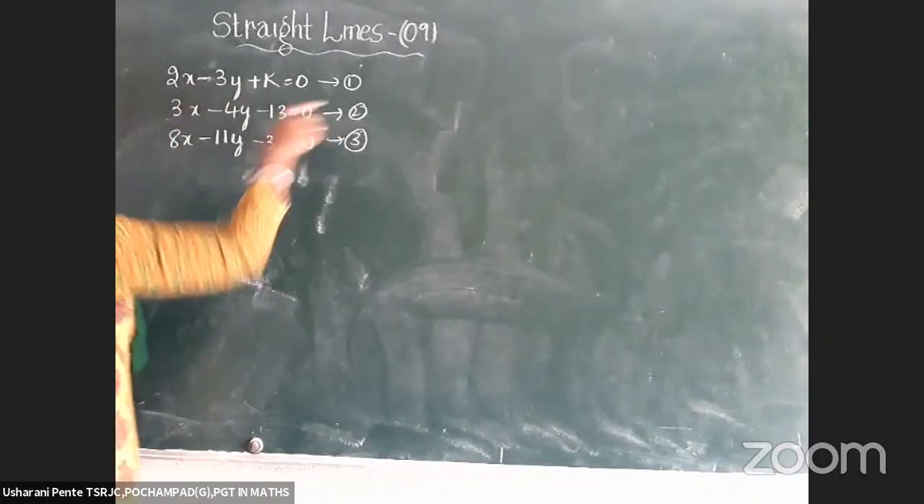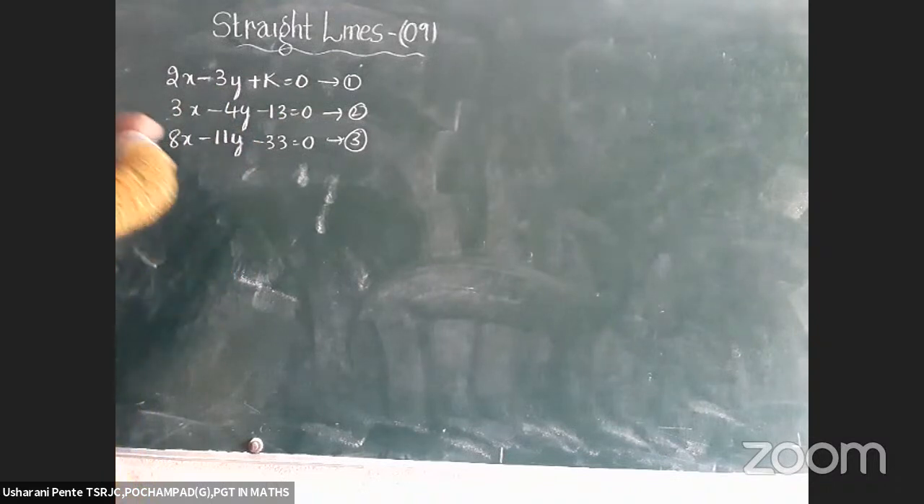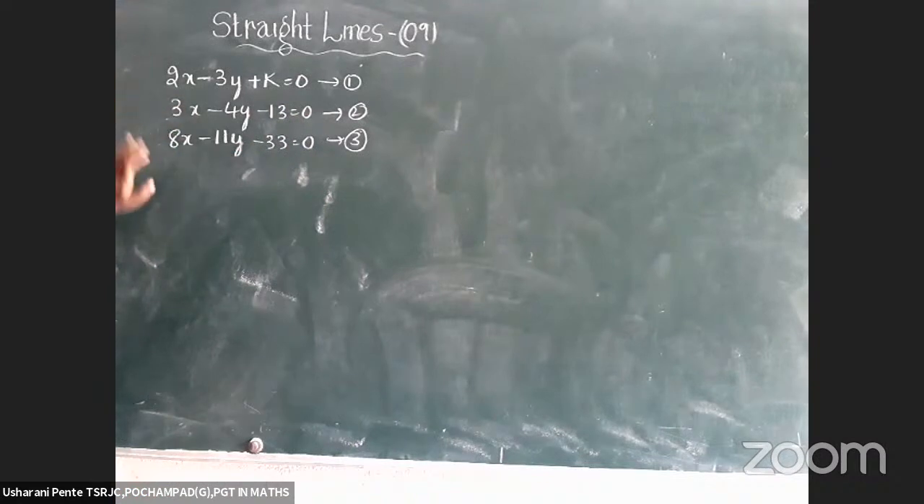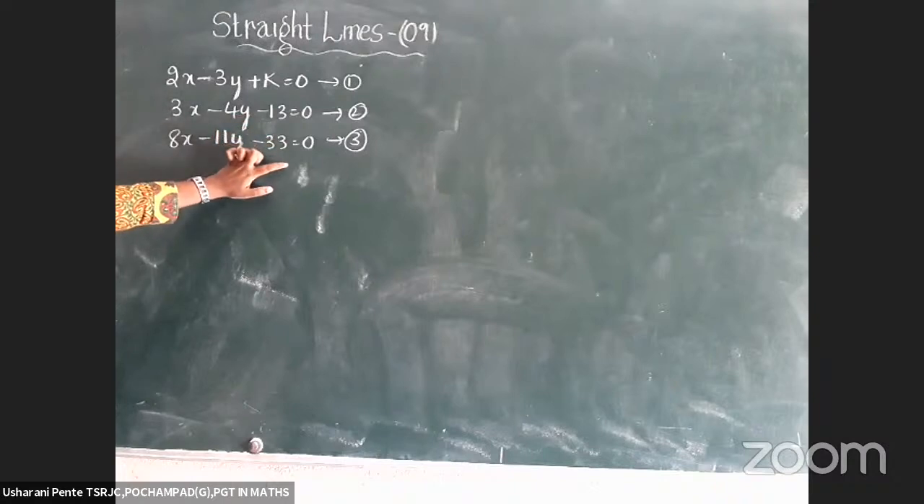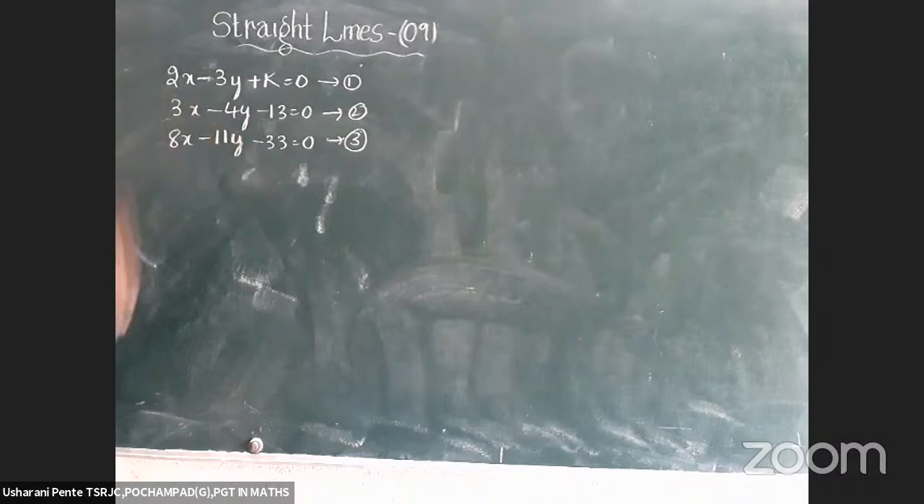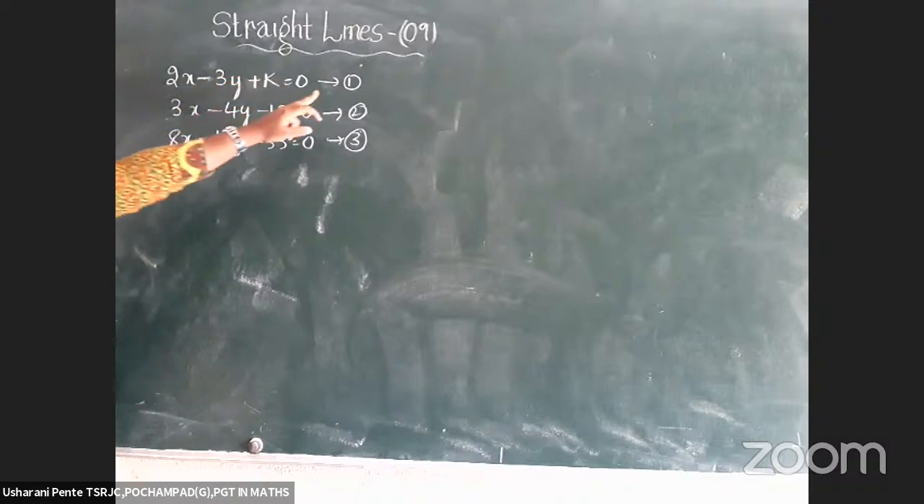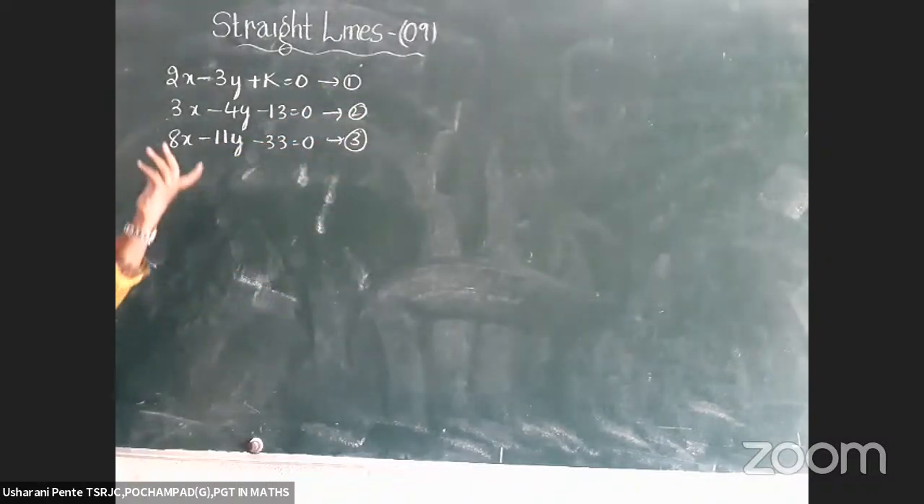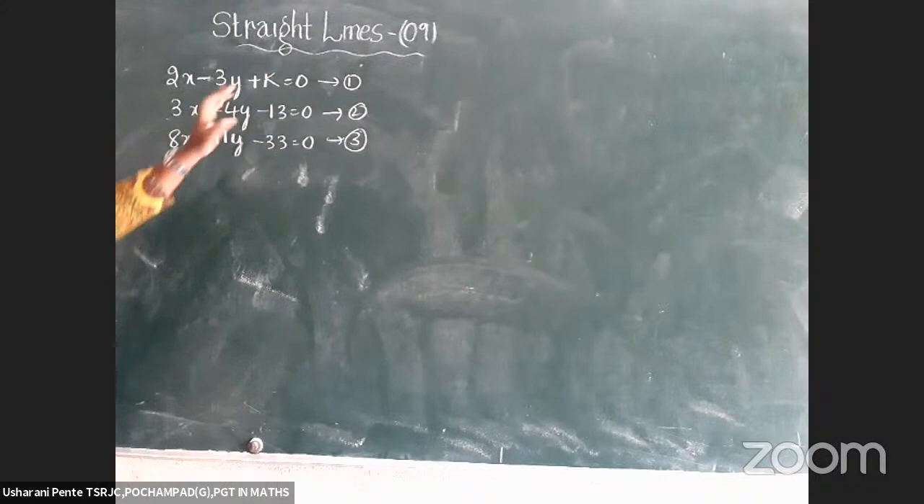So they have said that these lines are concurrent. So we need to solve equation 2 and equation 3 so that we can find the x and y values. After finding the x and y values, we need to substitute them in equation 1, as that line is also passing through the point of intersection of these two lines, and we'll get the value of k.